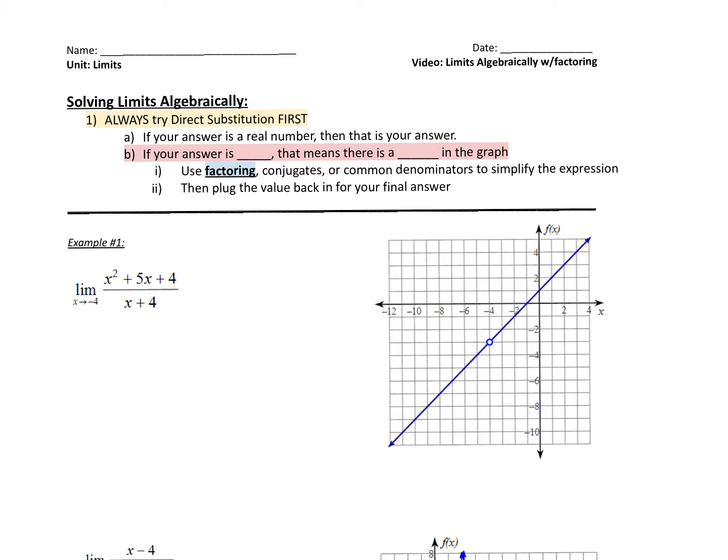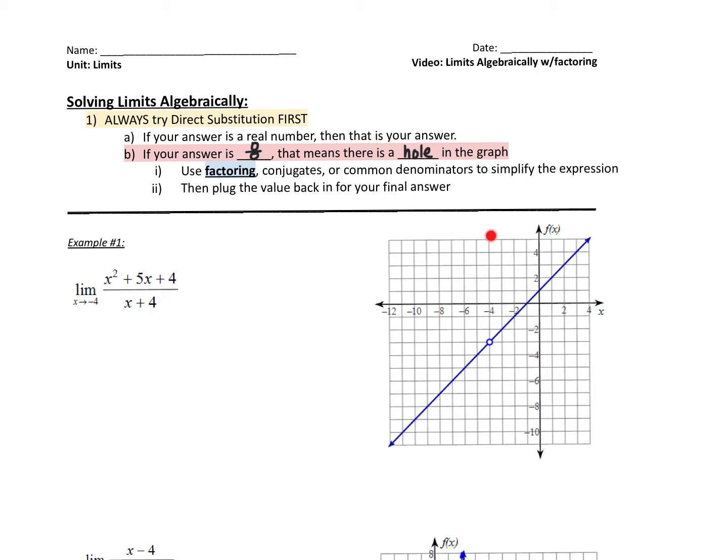So if your answer is 0 over 0, it's called an indeterminate form. That means there must be a hole in the graph at that x value. And the only way out of it is to use factoring. We're going to use conjugates and common denominators for another day. So for today, we're going to get scenarios where we try direct substitution, but now we're getting 0 over 0. Visually, that means there's a hole in the graph, and the way that we can get out of the hole is by factoring. So as usual, I'm going to have a visual representation.